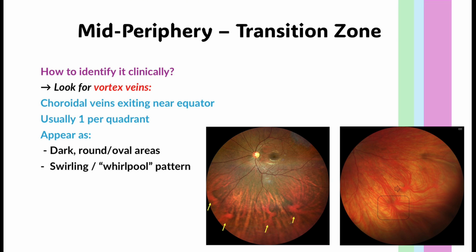So, to arrange your thoughts, we have two landmarks in the mid-periphery. The main one is the globe equator, and the vortex veins will help you find it. So, when do you enter the mid-periphery? When you cross the vascular arcades. And when do you leave the mid-periphery? When you go past the equator.